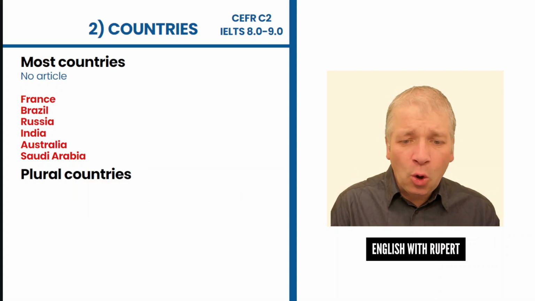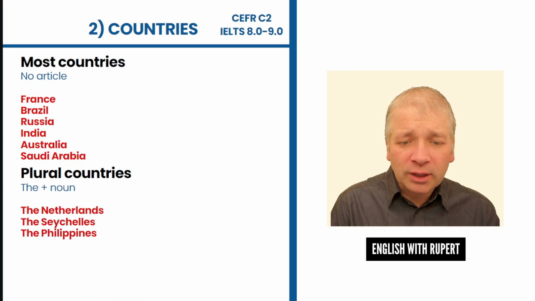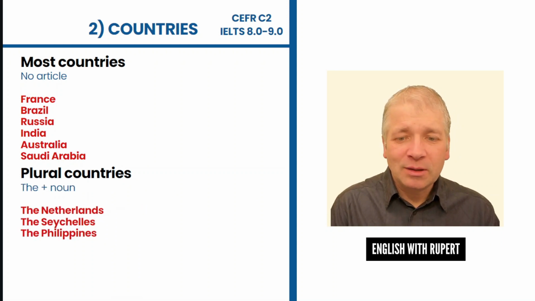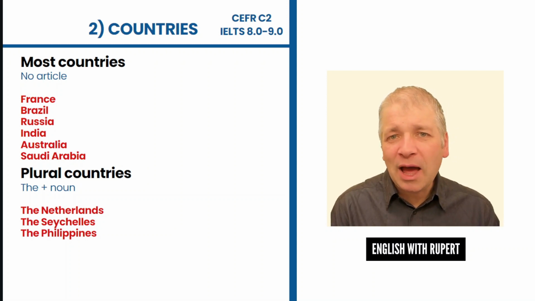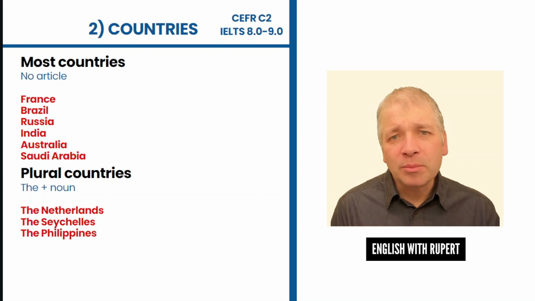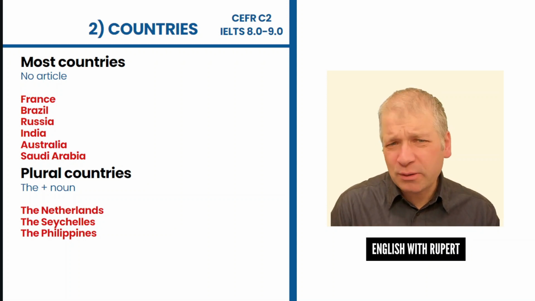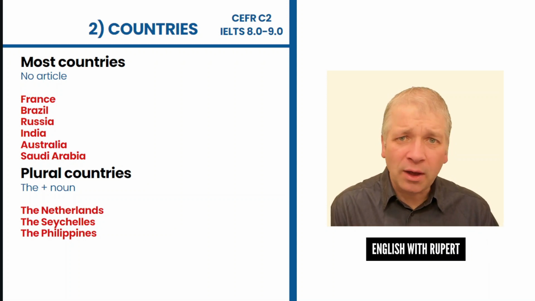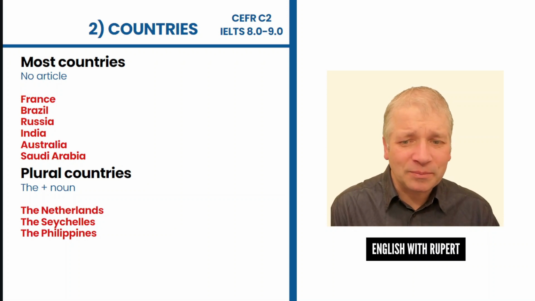For example, with plural countries. So the Netherlands, the Seychelles, the Philippines, they all have a plural element to their name, and we use the before them. Often if there's a group of islands, we'll use the to describe the group of islands.